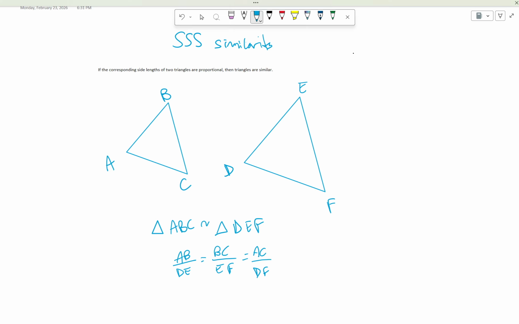So let's just jump into an example of what you guys are going to see. It's pretty straightforward, and I don't want to overcomplicate this for you guys.